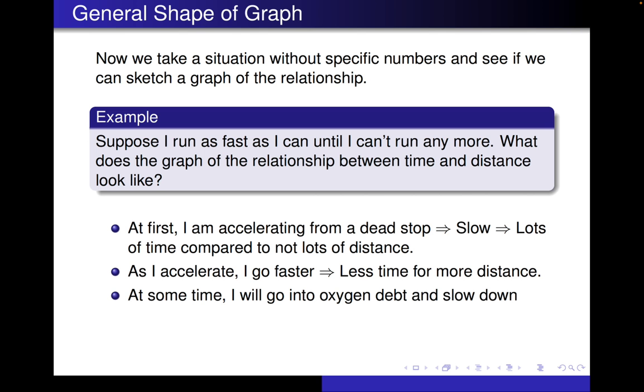And then at some time, I'm going to get so tired that I'm going to have to start slowing down. I'm not going to be able to accelerate anymore. And that means, again, the graph is going to be more horizontal, less vertical because I'm slowing down. And then finally, I'm going to keep slowing down until I stop and decide I'm finished with that run.